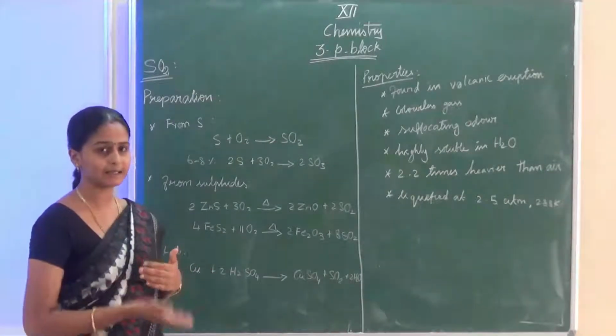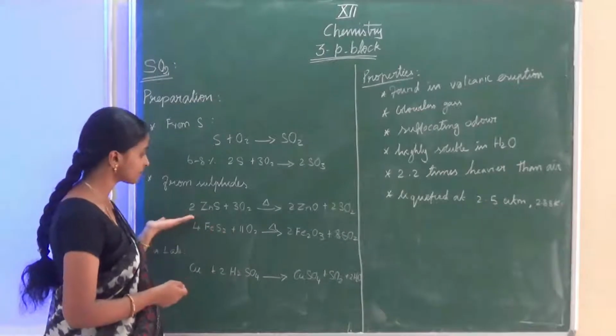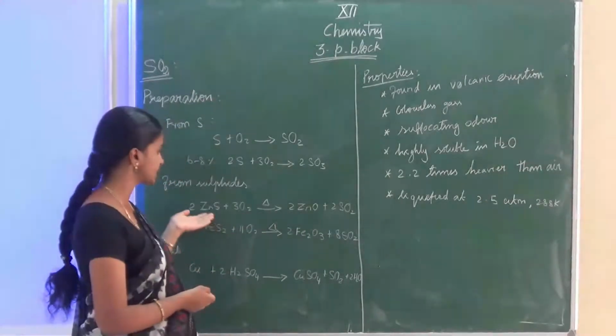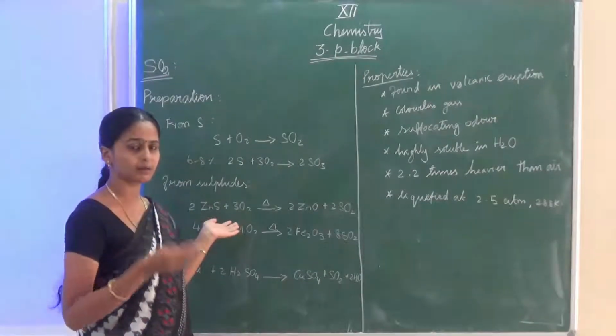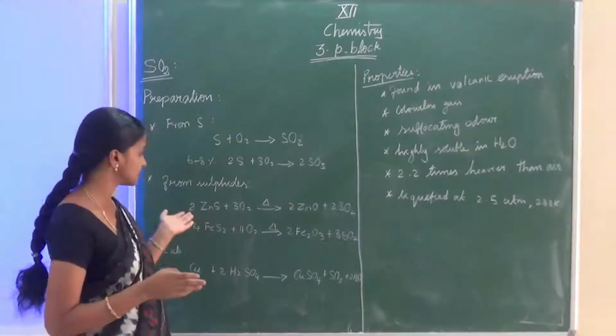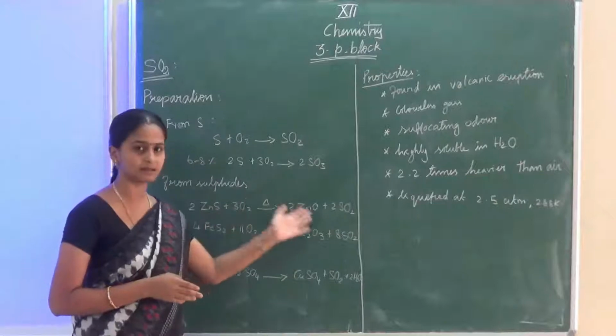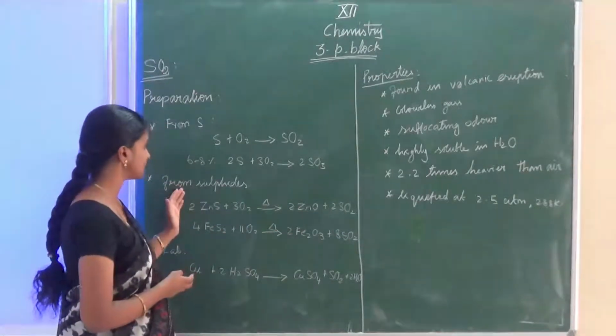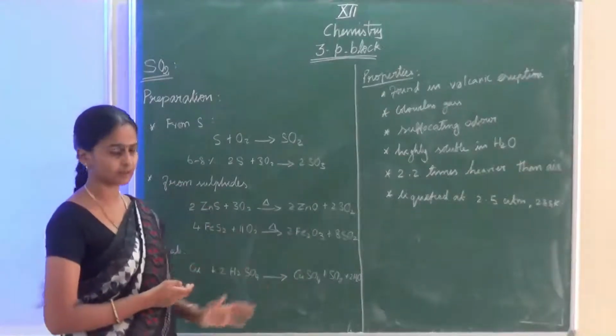Next, from sulfides. We know the sulfide ores: zinc blende, galena, iron pyrite, all those are sulfide ores. When we heat the sulfide ores, we will get sulfur dioxide. You have come across these reactions many times. Zinc sulfide plus oxygen gives zinc oxide plus sulfur dioxide. So from the sulfides we can get sulfur dioxide.